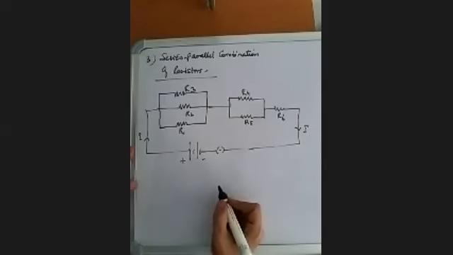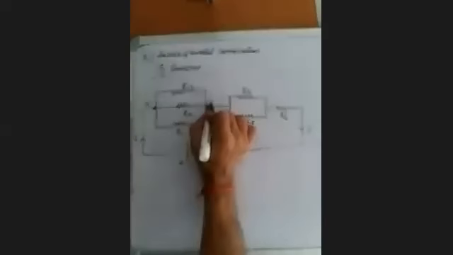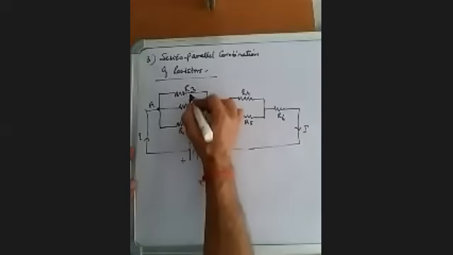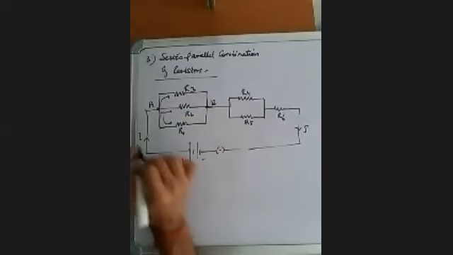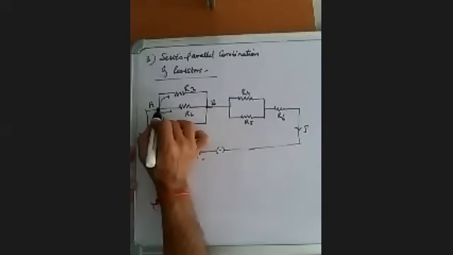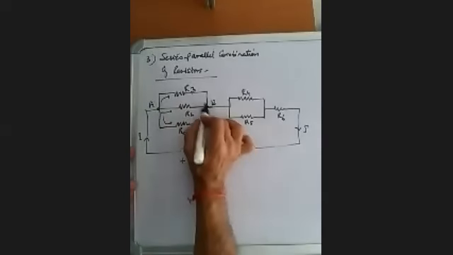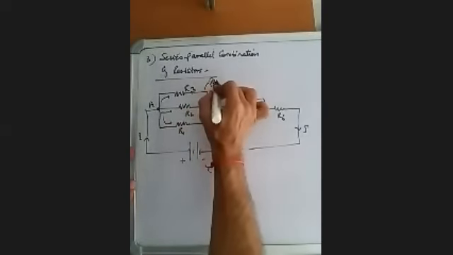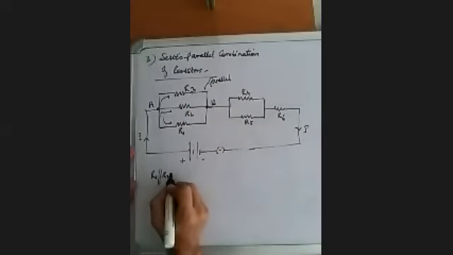Here you need to recognize which ones are in parallel and which ones are in series. Between these 2 points A and B, we have resistors R1, R2 and R3. All have 3 different paths. One end of each of these is connected to a single point, and the other end of each is connected to another single point. So these 3 are in parallel: R1 parallel to R2 parallel to R3.